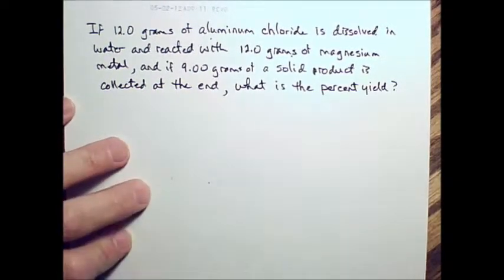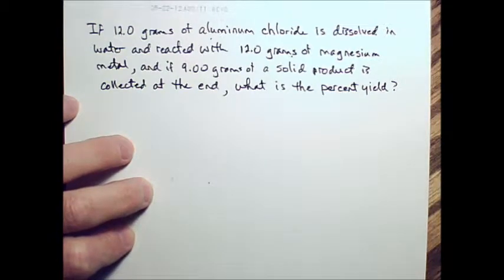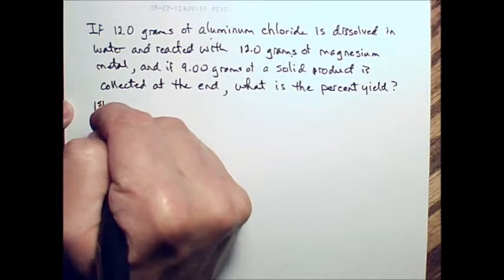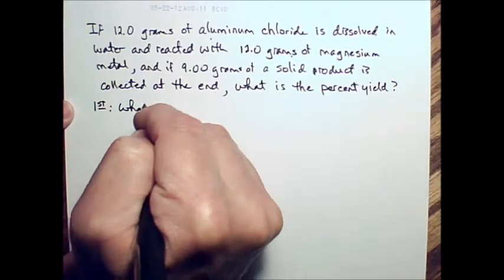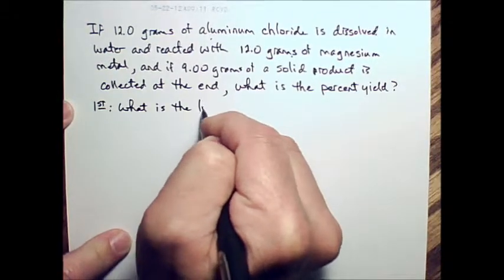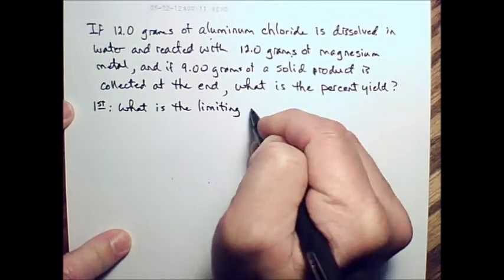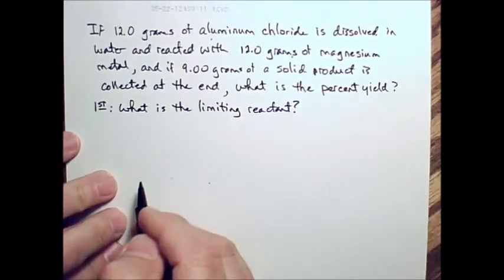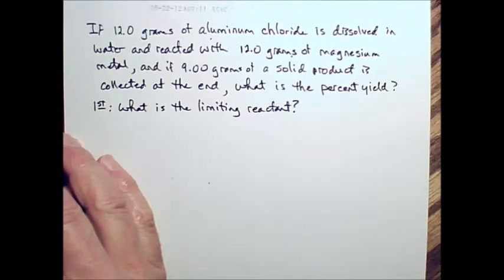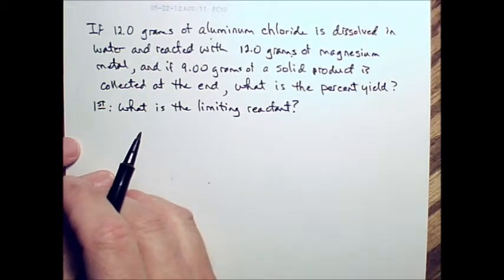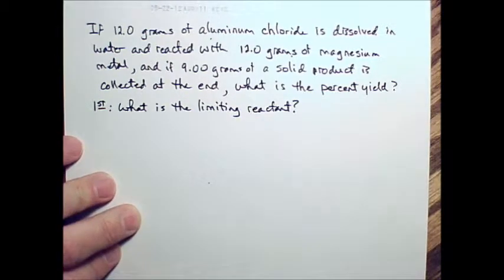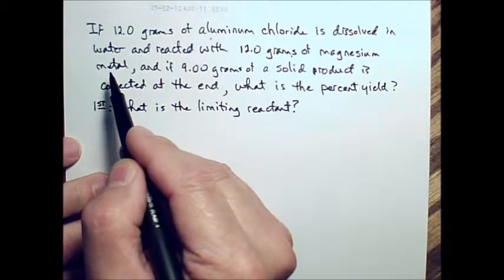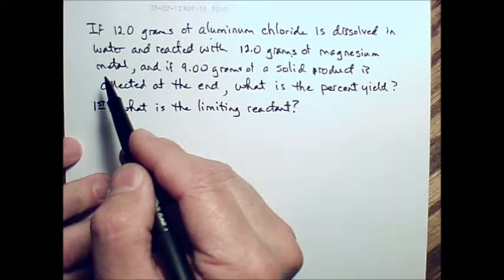Okay, so the first thing we have to figure out is what the limiting reactant is. For that, we're going to have to do a mass-to-mass calculation from one reactant to another. The two reactants are aluminum chloride and magnesium metal. You have to read and interpret the problem to figure out what the two reactants are.